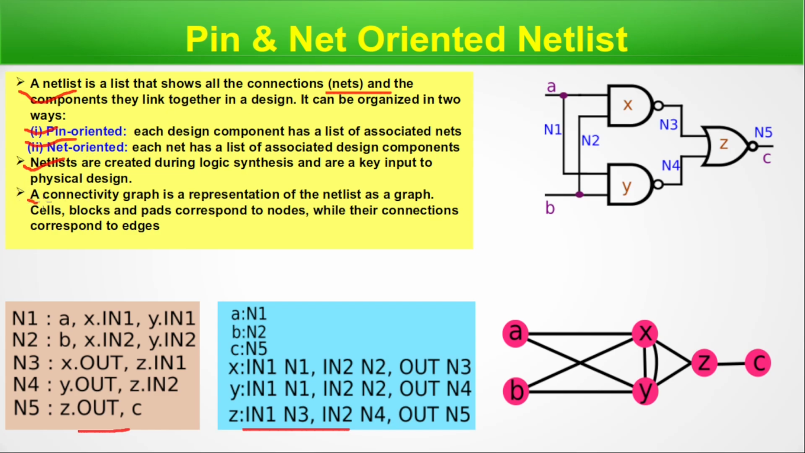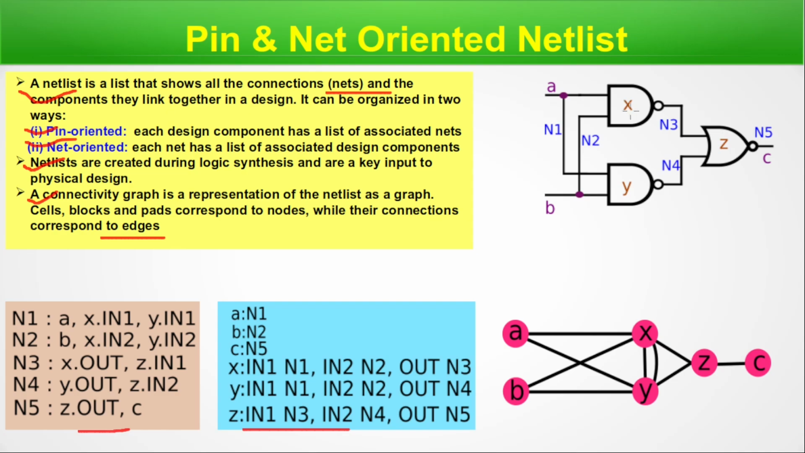Now, a connectivity graph is a representation of a netlist as a graph. Cells, blocks, and pads correspond to nodes, while their connections correspond to edges. So we have presented it as a graph also. Here are net 1, net 2, net 3, net 4, net 5 and their descriptions. From this description, we can understand the circuit. This is gate X. Net 1 is connected with input 1 and Y input 1.